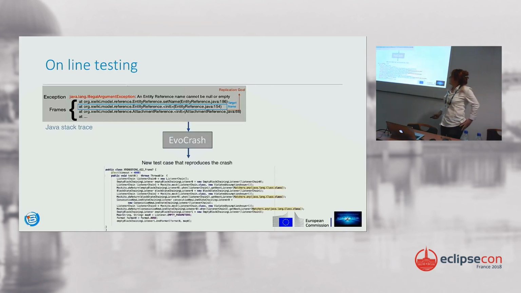And the last thing is when your software is deployed and you have a crash. Usually it's not so easy to reproduce the crash when you only have logs. So the idea is to take the stack trace, a Java stack trace, and to generate a new test case that reproduces the crash automatically. So that's mainly the features of the STAMP project.